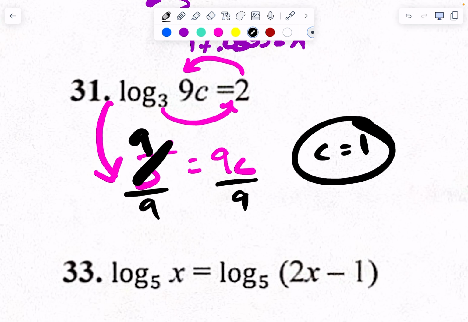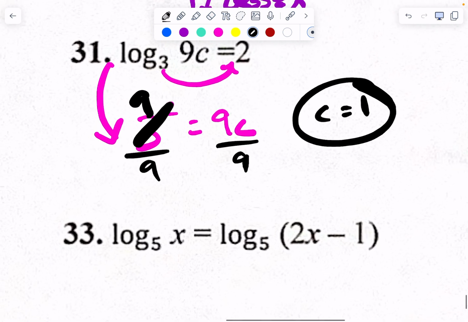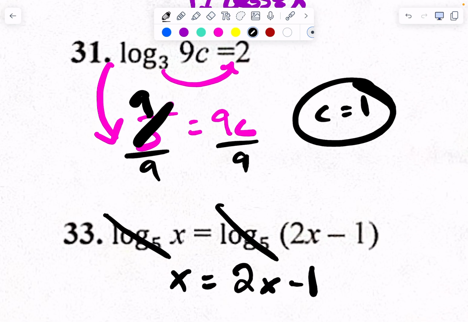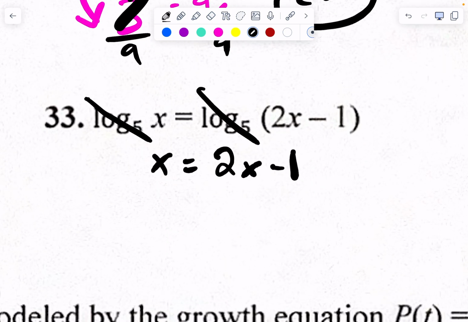Oh, it's the flippity flop. Yep. Now, on 33, though, what do we do if there's a log on both sides? Cancel them, right? Yeah. x equals 2x minus 1. I'm going to subtract 2x over. What's x minus 2x? x equals 1.